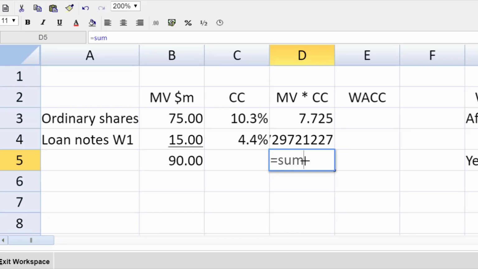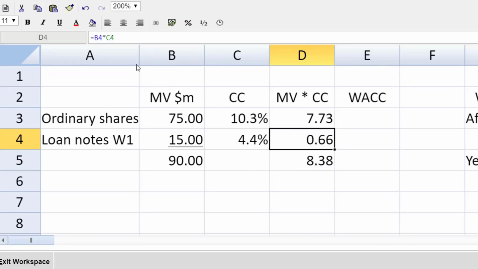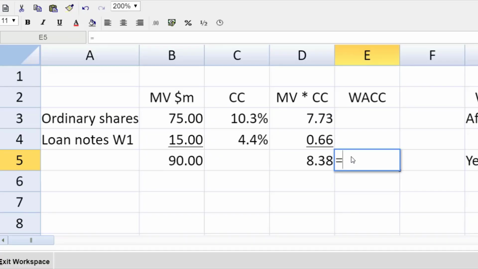Total that column using the sum function. And once again, a little more tactical formatting so we can follow along more easily so the marker can see what we're doing. And look at that. We are so close to being done. Okay, all we have to do is divide cell D5 by B5. And there we are. We have now completed our question. We have calculated the WACC.